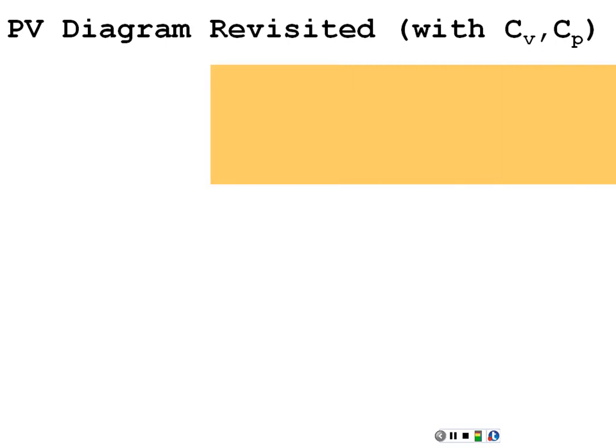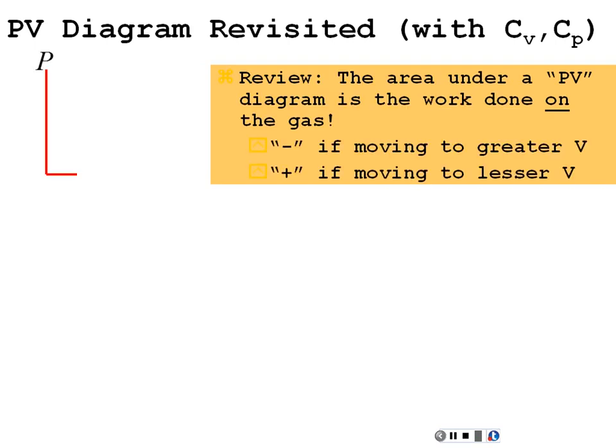So with these new definitions of the molar specific heats, we're armed with these new tools. Let's revisit our PV diagrams. We know that if we have a PV diagram and we have a process on this diagram, the area under a PV diagram plot is the work done on the gas. Negative if we're moving to greater volume, because then the gas actually is doing work. And positive if we're moving to lesser volume on this diagram, because there would be work done on the gas.